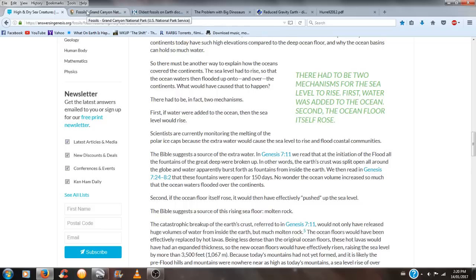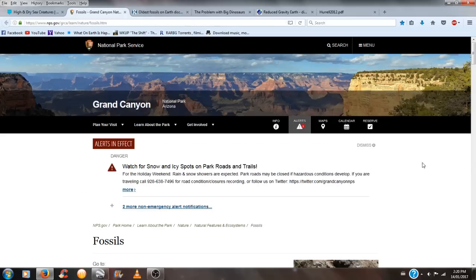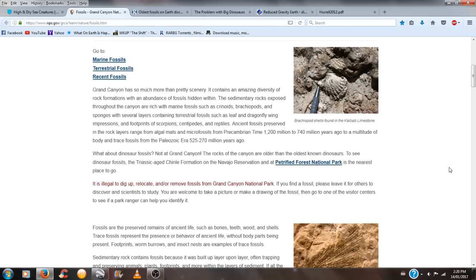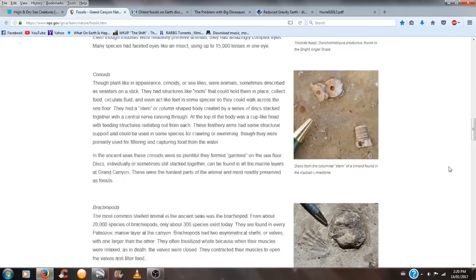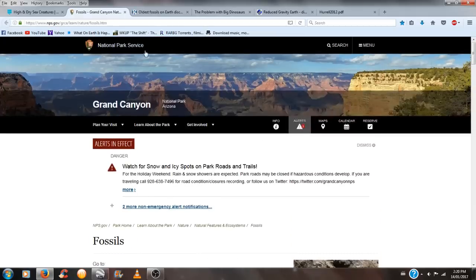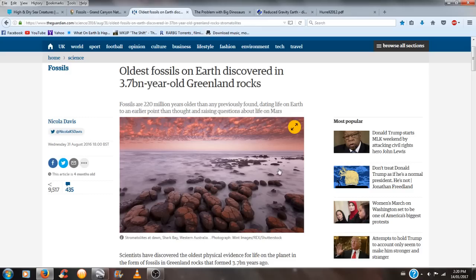So let's go to here. As you can also see, this is where they find fossils, like in the Grand Canyon and in the Himalayas, you'll find fossils and whale bones and things of this nature. So now let's go to dinosaurs. Well, also here, I wanted to show you this. Oldest fossils on Earth discovered in 3.7 billion-year-old Greenland rocks. So, here's the oldest fossils on Earth, and where are they found? Well, not in the oceans, they're found on land, right?